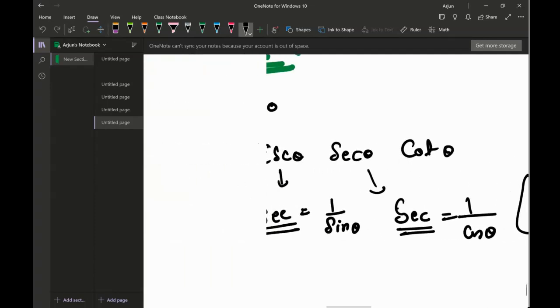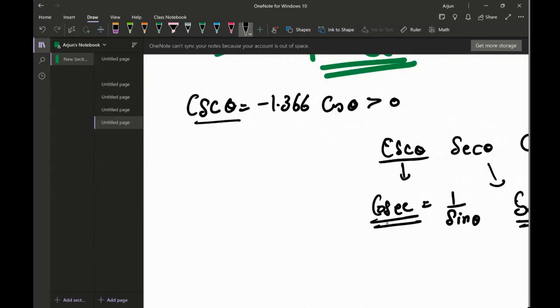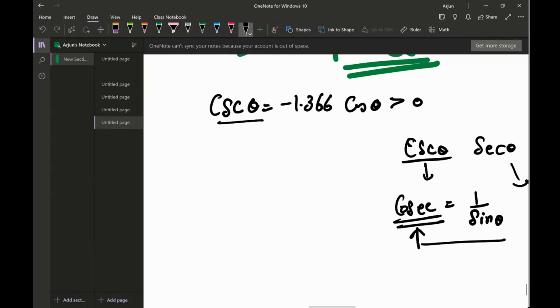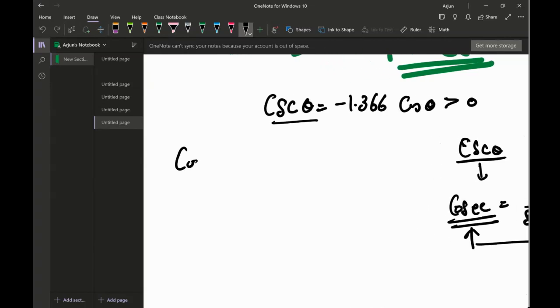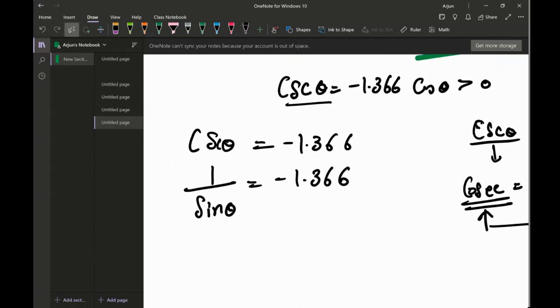Okay, now coming back to the question which we were doing. Cosecant theta we are dealing with. Cosecant can be written like this or CSC also. Both mean one and the same thing. So CSC theta is negative 1.366. I can write cosecant theta as 1 upon sine theta, so 1 upon sine theta equals negative 1.366. Now, if I want to find the sine theta value from here, what I can do is flip them.